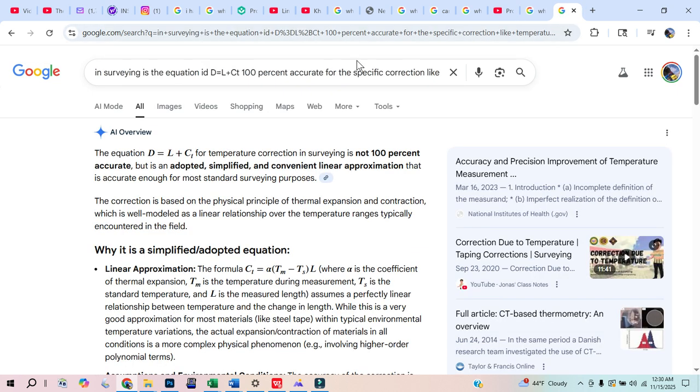Anyway, that's it. And then I just had to Google this. In surveying, is this equation, for the actual distance of the measured length plus the correction, 100% accurate? And it says no, it's not. It's adopted, it's simplified. Now, some of these Google AI things, they're not 100% accurate. But it seems like this one is, just because the numbers don't really work out. And then that's it. It's probably a 4-minute video, but I apologize about that.